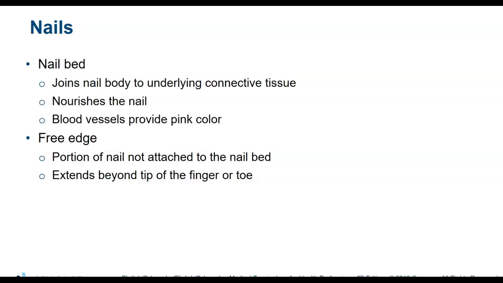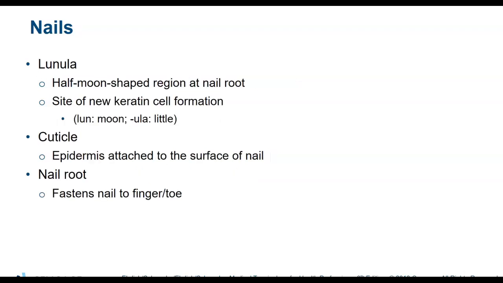The free edge is the portion of the nail not attached to the nail bed, and it extends beyond the tip of the finger or the toe. The lunula is the half-moon-shaped region of the nail. The cuticle is the epidermis attached to the surface of the nail, and the nail root is what fastens the nail to the finger or the toe.